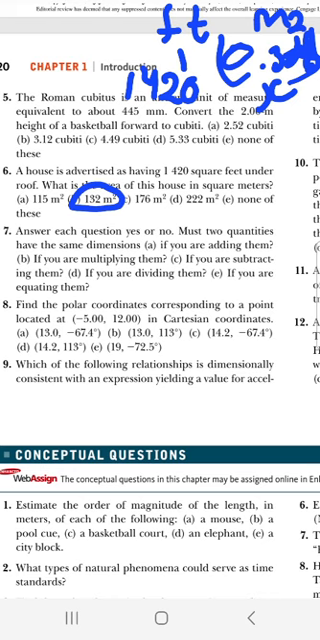Answer each question with a yes or no, so each option we must answer. Must two quantities have the same dimensions? So same dimensions if you're adding them. Yes, this we discussed, I think, in question number 2. You can only add or subtract when they're in the same dimensions. So adding, yes. Multiplying them, no need.